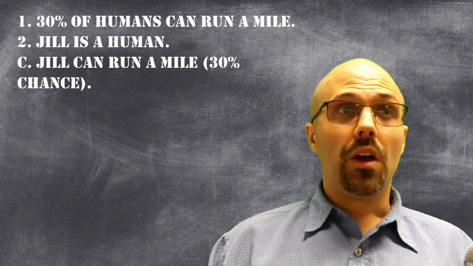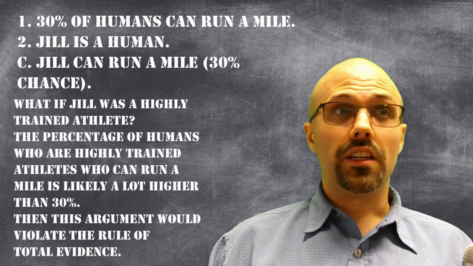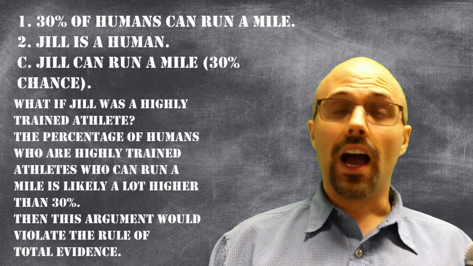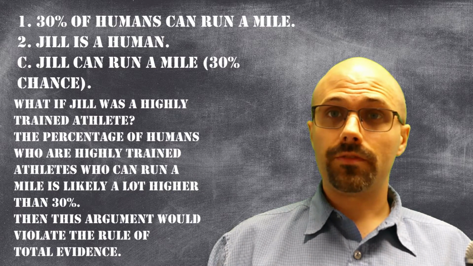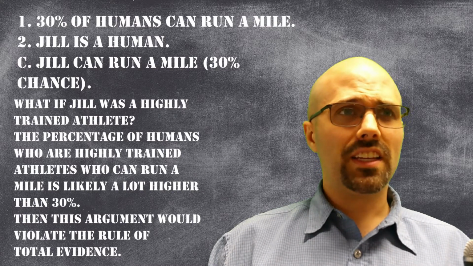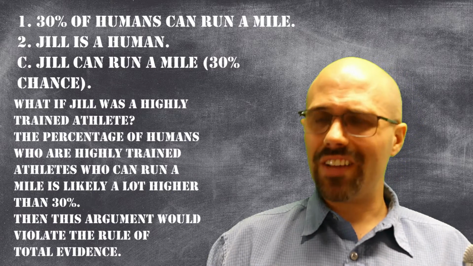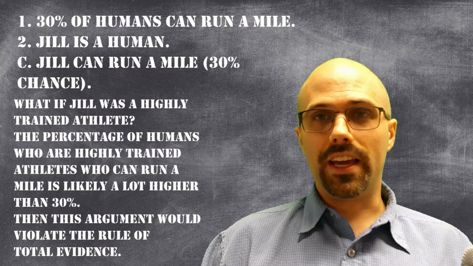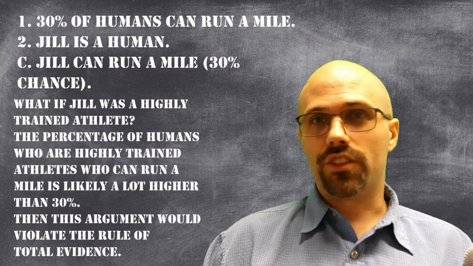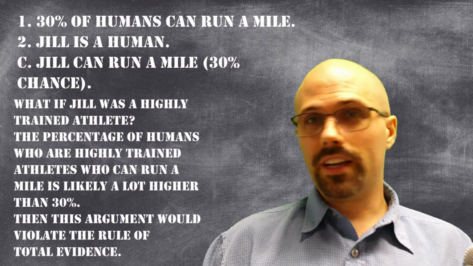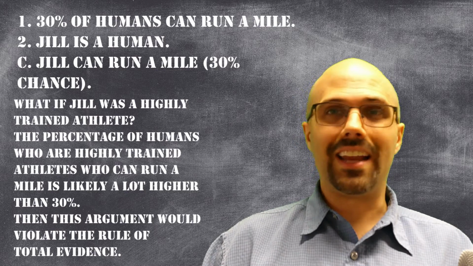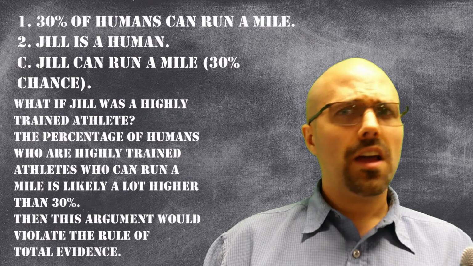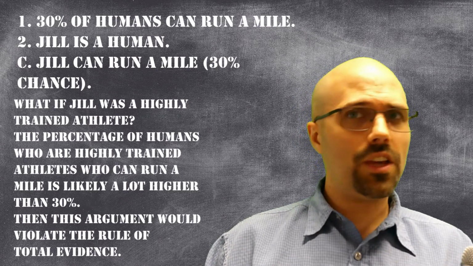So let's start by looking at that second argument again. What if I told you that Jill is a highly trained athlete of some sort? I imagine that would change how you felt about the argument, right? If we don't know anything at all about Jill, other than that she's a human being, then yeah, you probably should believe she has a 30% chance of running a mile, if that's how likely it is that any old average human being can run a mile. But a highly trained athlete isn't just any old human.